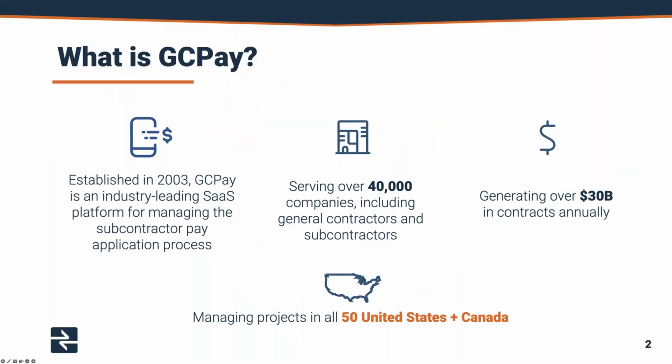For those of you who have not heard of GCPay, GCPay is a cloud-based platform for managing the subcontractor application for payment process. GCPay was founded in 2003. However, in 2004 is when we partnered with Sage to create that direct API integration. So almost as long as GCPay has been around, we have been partnered with Sage, currently serving over 40,000 companies in the platform, generating just a little over 30 billion in contracts annually. We manage projects not only in the US, but Canada as well.